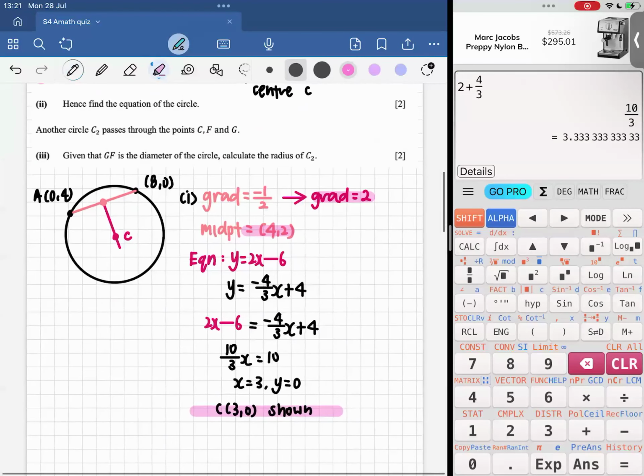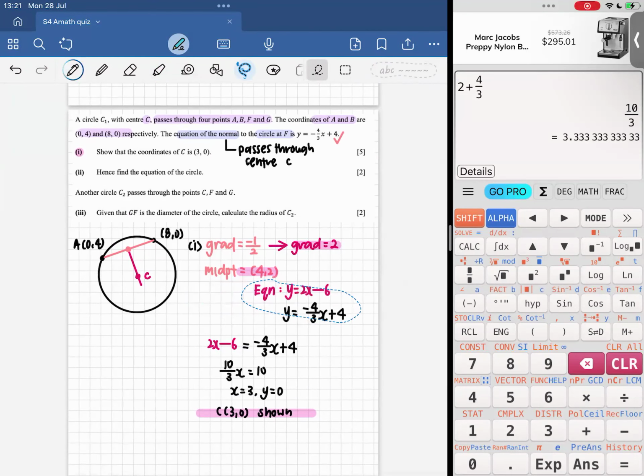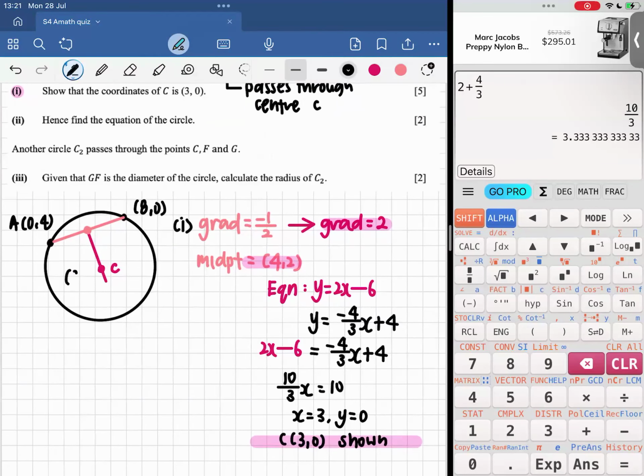Very, very important, this one. 5 marks, very worth it. Every time you are required to do simultaneous equations, the weightage will be quite high already. So we got the center of the circle. Once you have it, like any math question, label it on your diagram.